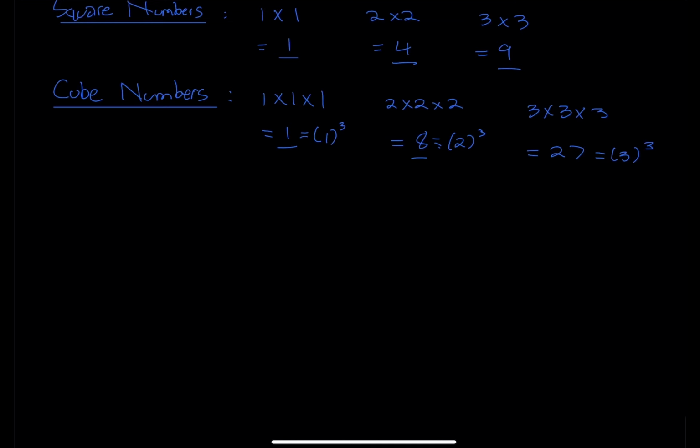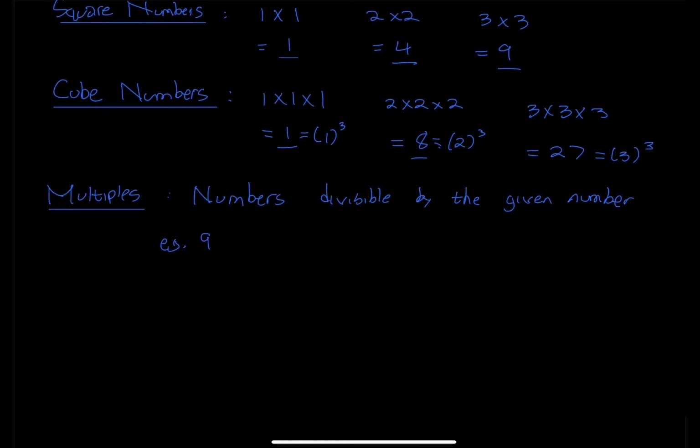Now you get something called multiples. Multiples are basically numbers that are divisible by the given number. Let's look at an example. Let's take the number 9. The multiples of 9 would be all the numbers after 9 that can divide without leaving any remainder. So 9, 18, 27, 36, 45, and so on.